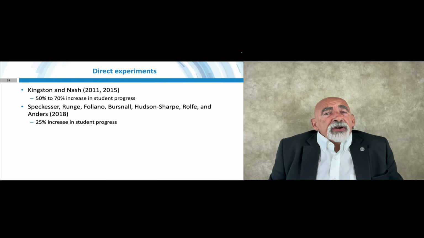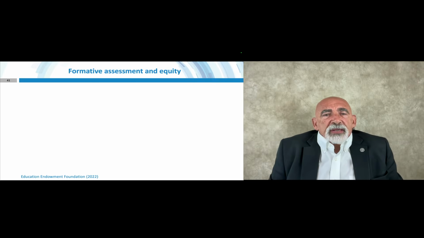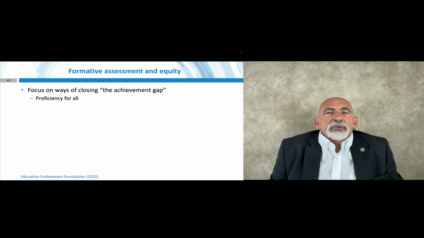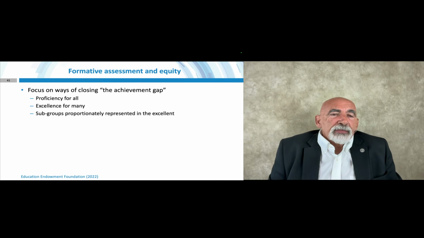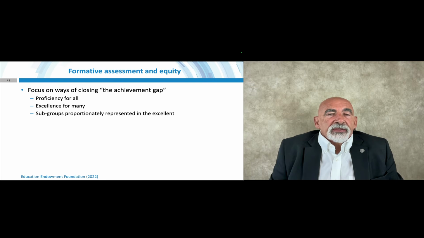So that's some pretty direct experiment evidence. Finally, I want to share with you an equity perspective. Some people worry about achievement gaps. I don't think that's the right way to think about it. I want proficiency for all, excellence for many, and all subgroups proportionally represented in the excellent.